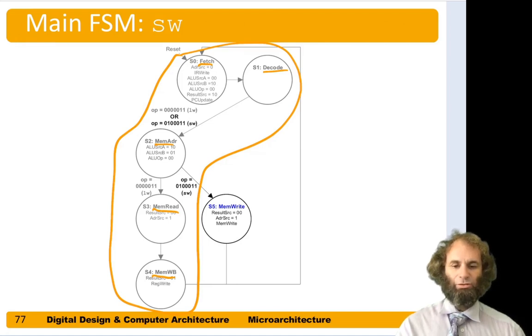So a store starts out in the same way, the same first 3 steps. We fetch the instruction, decode it, and we also need to calculate the address. So this arc we will do for stores as well. If the op is either 3 or this one for store word, we will, in either case, add base address plus offset. But now the 4th step is different for a store. In the 4th step, we want to write a value to memory.